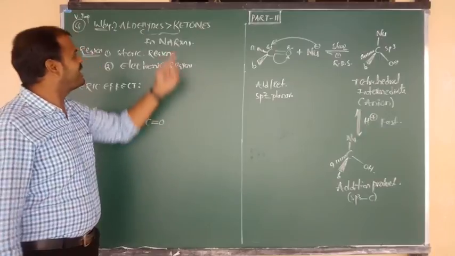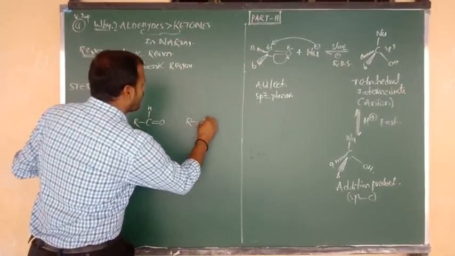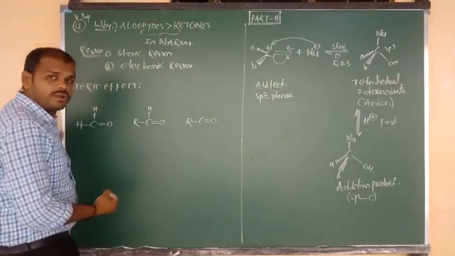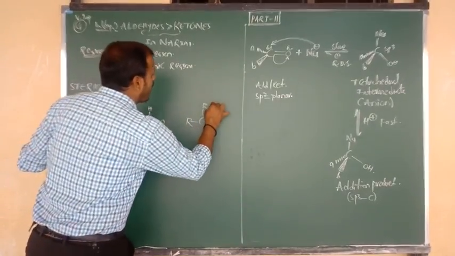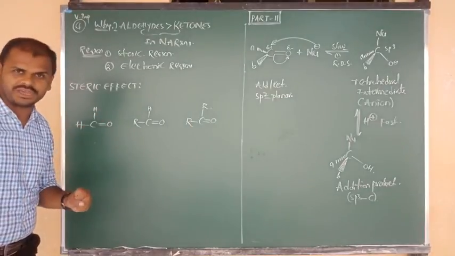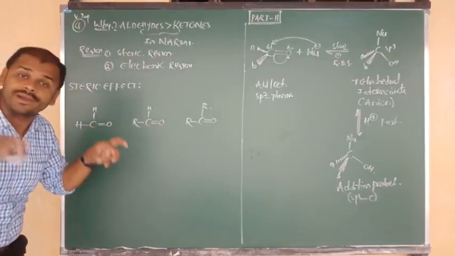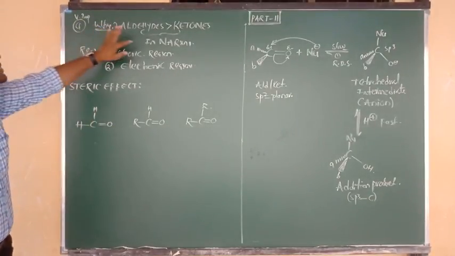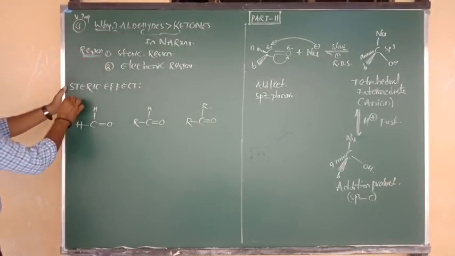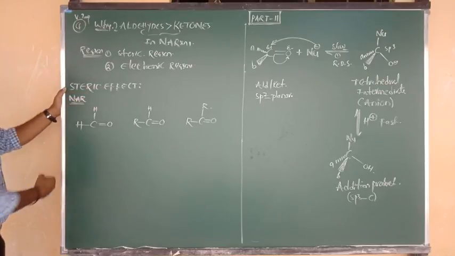Now I am going to compare with a ketone. What is the general formula of a ketone? R bonded to C, double bond O, again bonded to R. These three are the different formulas I have taken: two from aldehydes, one from a ketone. Of the three, which is more reactive towards nucleophilic addition reactions?